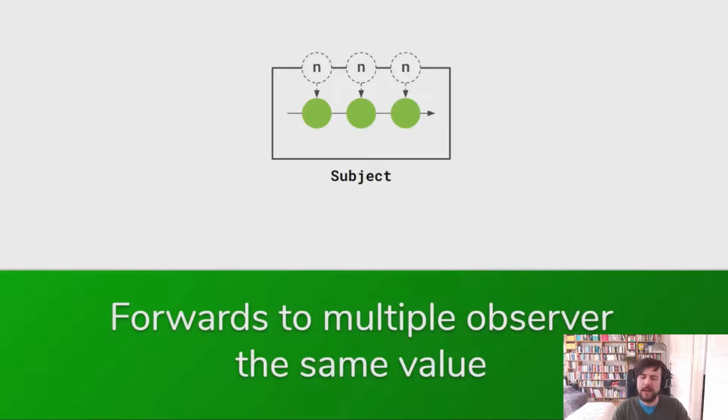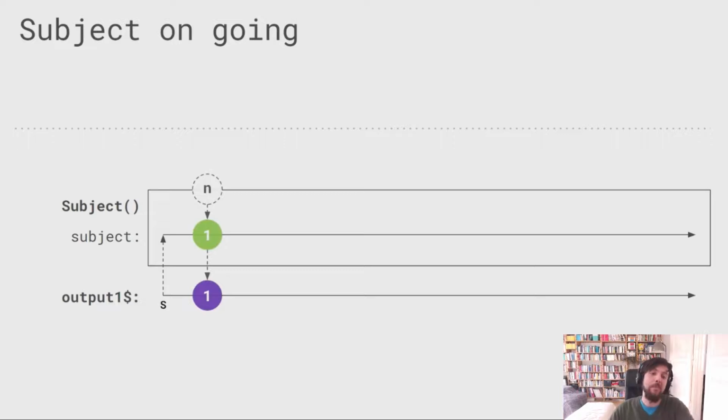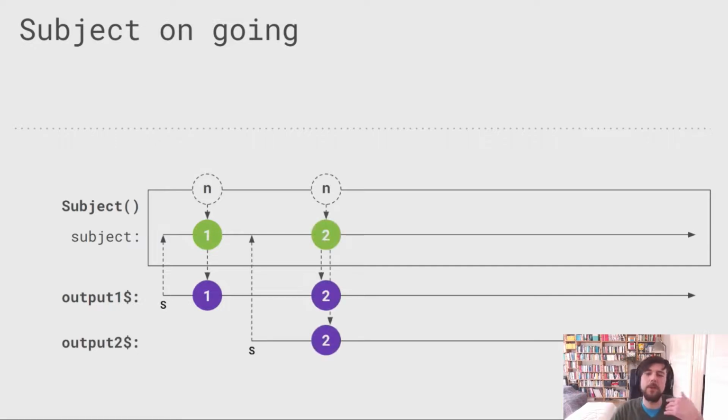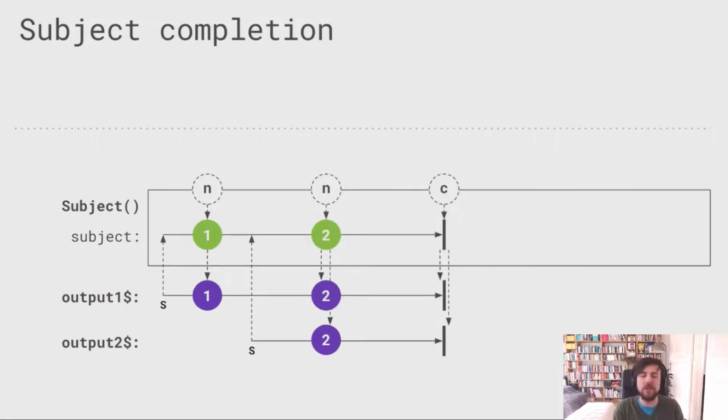A subject is basically here to forward multiple values to multiple observers at the same time. So if I subscribe to a subject, the box here is a subject, and I subscribe to it, I'm able to receive these nexted values. And if I subscribe a second time, not only the first subscriber, but also the second one will receive those values. And this is valid for all the other values in the future. When a subject completes, of course, it also forwards the completion event to one or multiple subscribers.